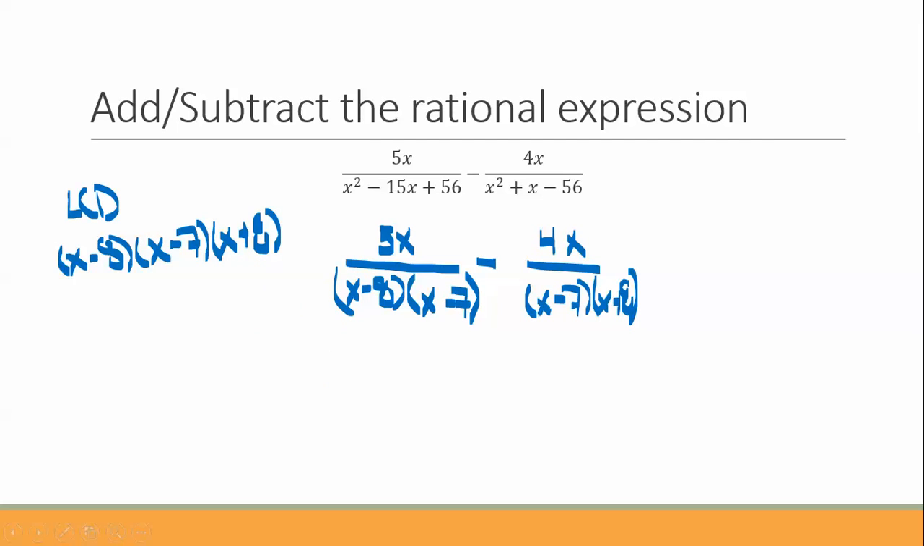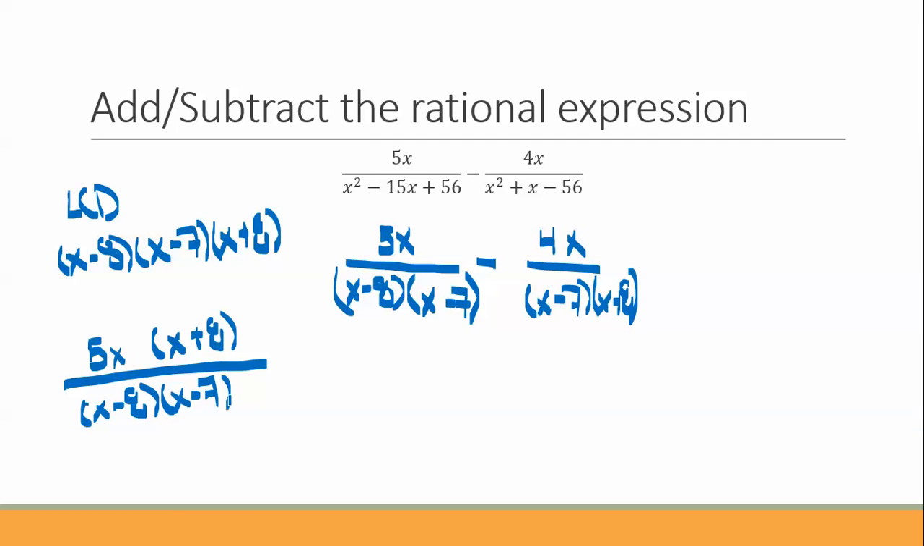To do the addition, we need to multiply by what's missing. So the first fraction we're going to multiply by x plus 8 over x plus 8. The second fraction, we're missing x minus 8, so we're going to multiply by x minus 8 over x minus 8.